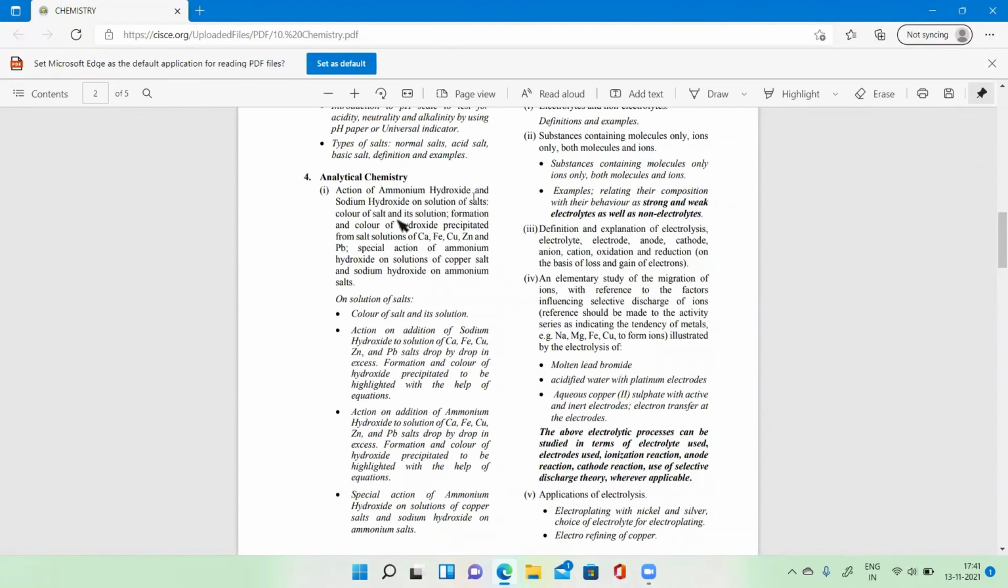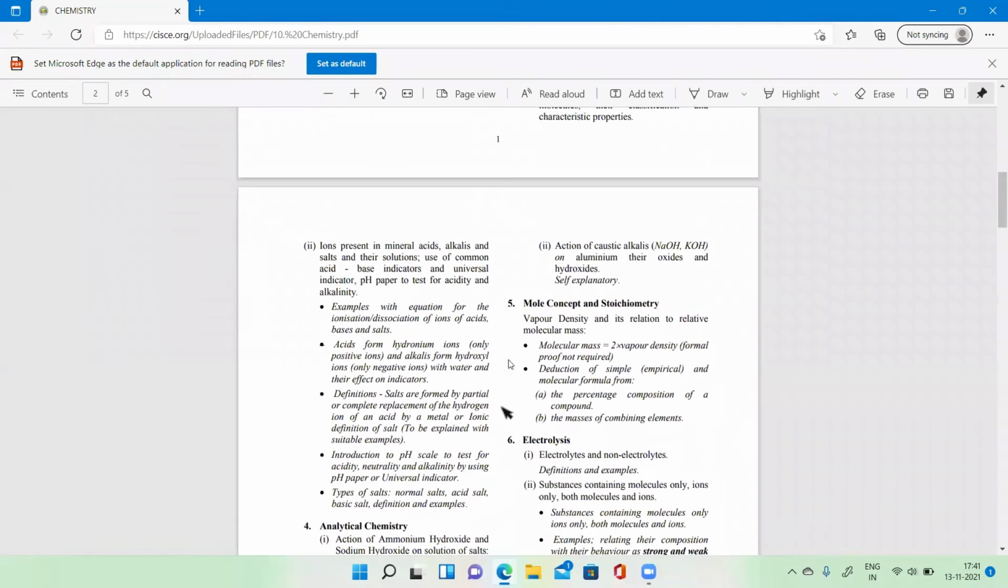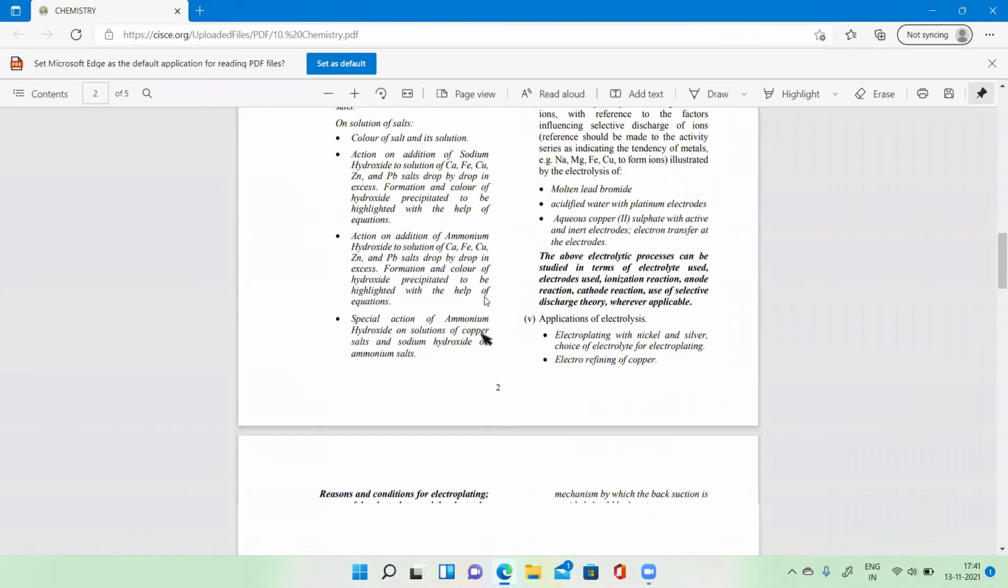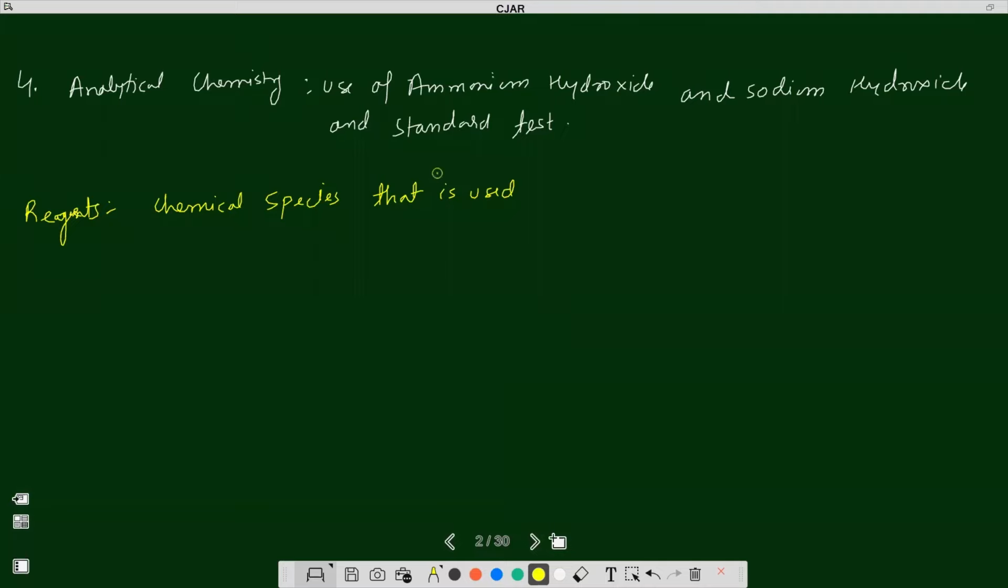Analytical chemistry. Ammonium hydroxide, color in its solution, and action of caustic soda. Yeah, that's the thing we were discussing. So reagent is a chemical species that is used to detect certain ions. Now, color of the salts and their solution.